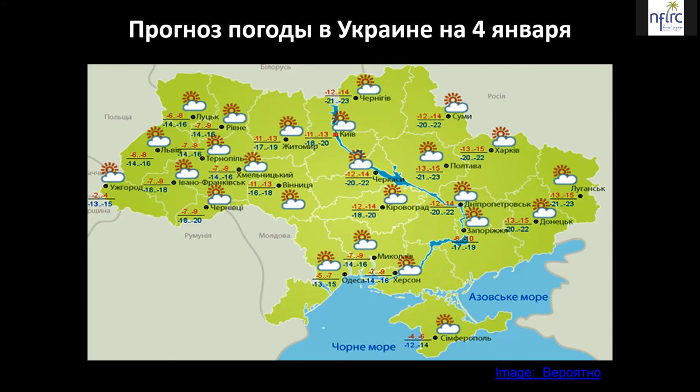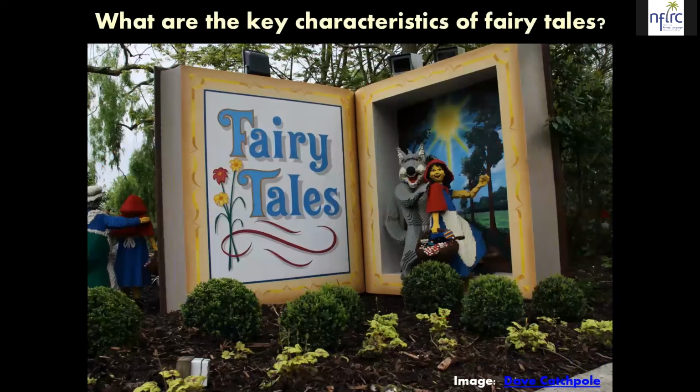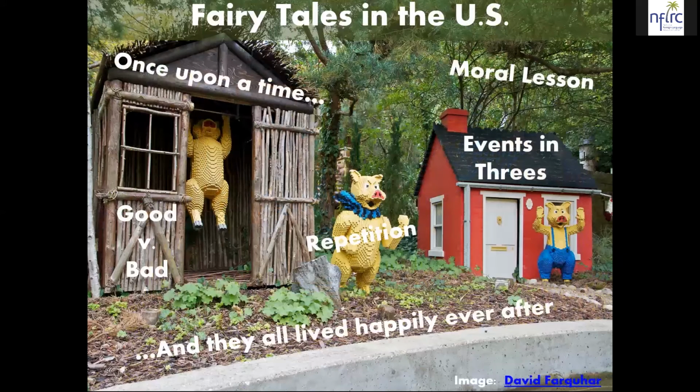If I think about fairy tales and the key characteristics of those, I know that fairy tales start with once upon a time. They talk about good and evil, or there's some sort of conflict between good and bad. There is a lot of repetition. Events occur in threes, and there's usually a moral lesson. So if I know as a student that these are the characteristics of fairy tales in my particular target culture, then it positions me to understand the text better because I know what to expect in terms of the structure of the text, but it also prepares me to produce.